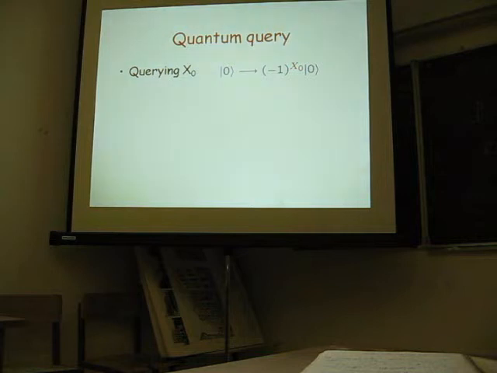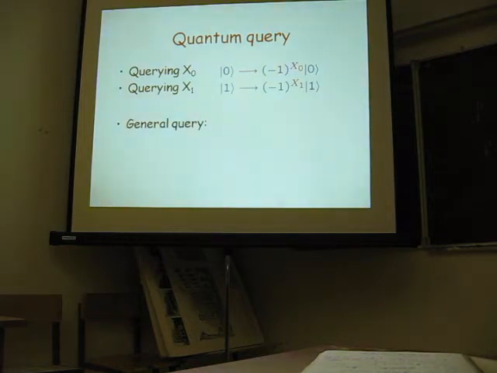Now on basis states that of course is not possible to see, but bear with me. If you query x1, then of course similarly you get a -1 in front of your state if x1 is 1. And by the way, I have to do something different than normally, because my query has to be a unitary operation. Particularly, it has to be reversible. So I have to make it fit the framework, so to speak.